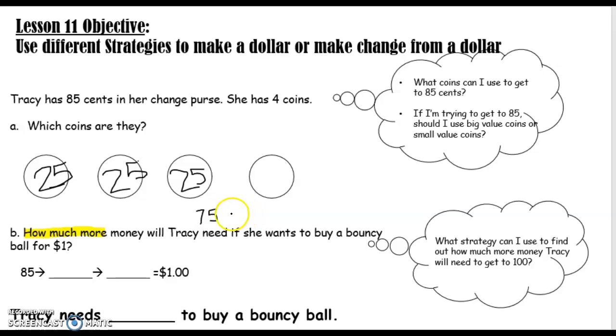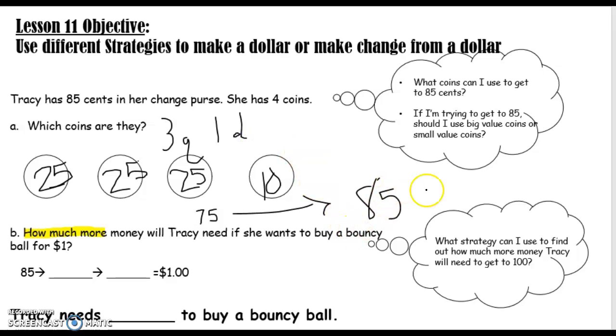So what is it going to take for us to go from 75 to 85? Yes, you've guessed it. It is 10, which is a dime. So the coins in her purse are 3 quarters and 1 dime. And that will give us the 85 cents. Okay? Now let's move on to letter B.